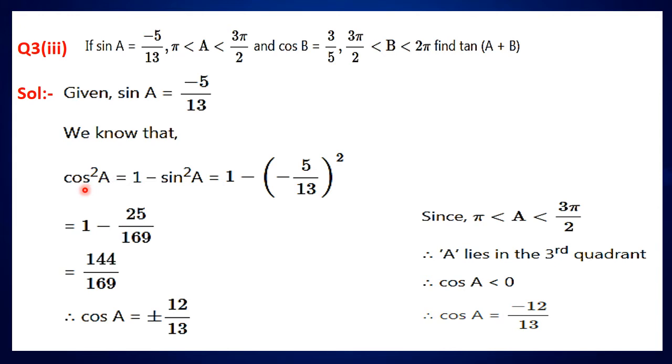cos square A is equal to 1 minus sin square A, and we get 1 minus (minus 5 upon 13) the whole square, which is 25 upon 169. After simplification we get 144 upon 169. On taking the square root we get cos A is equal to plus or minus 12 upon 13. Using the conditions, A lies in the third quadrant, so we take the negative value for cos A. Cos A is less than 0, so cos A is equal to minus 12 upon 13.